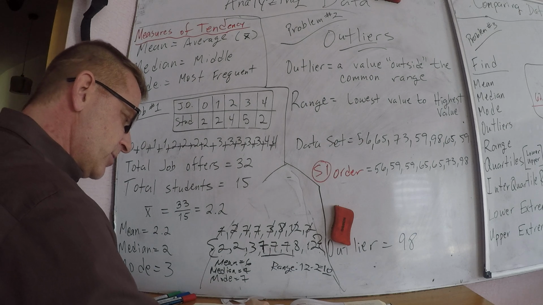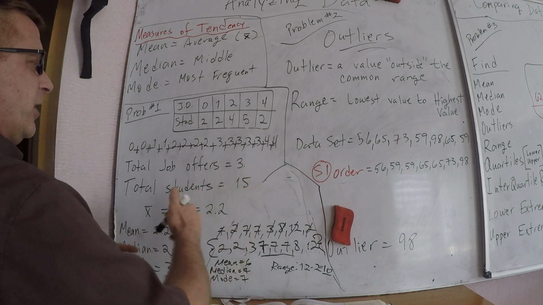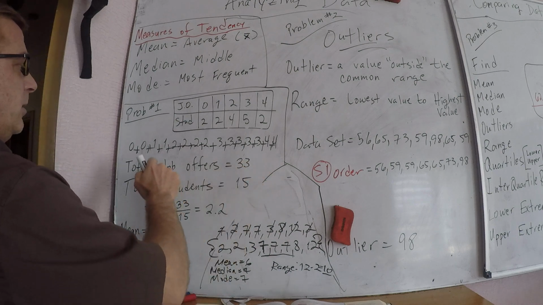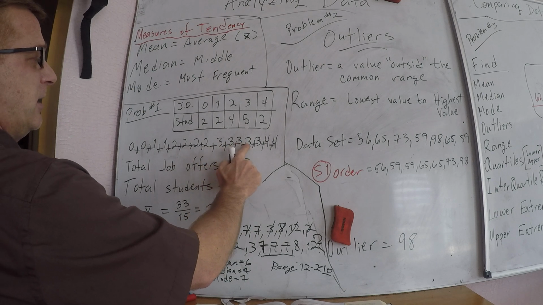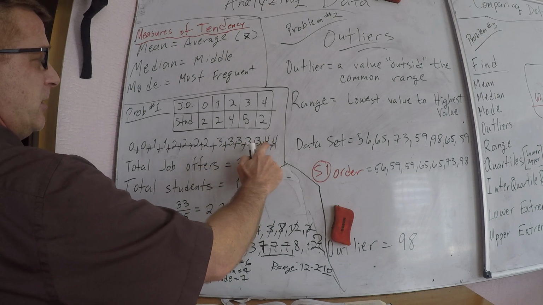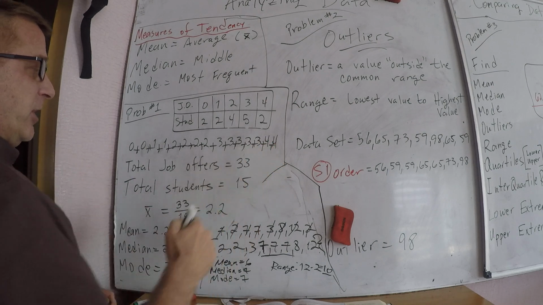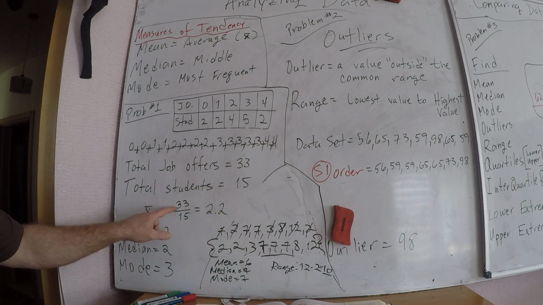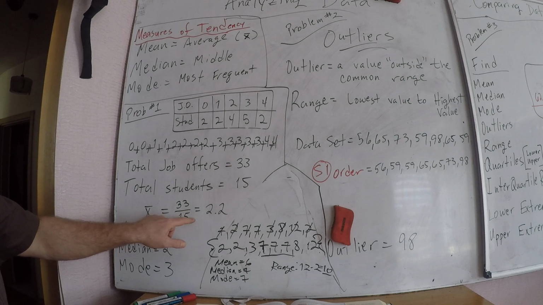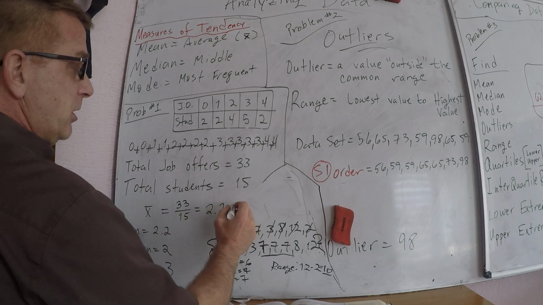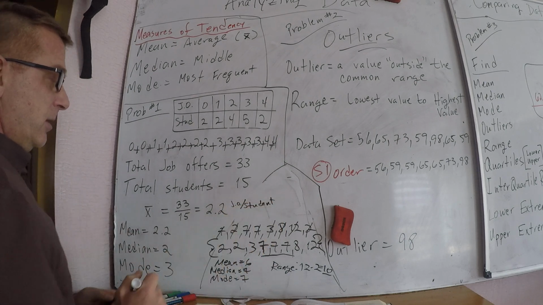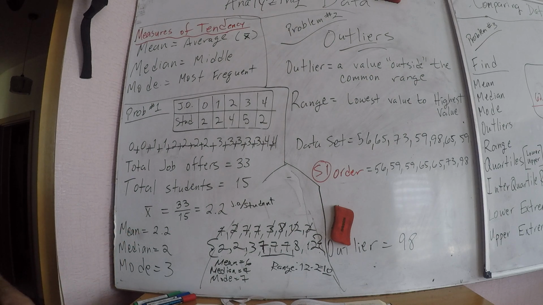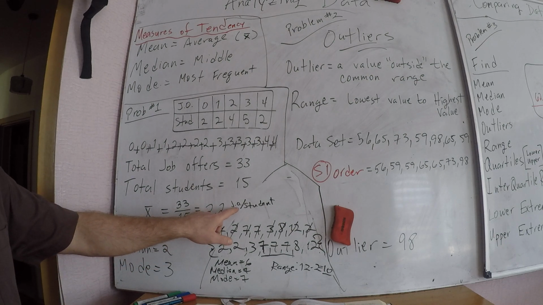Total job offers, 33, I'm sorry. 33? 1, 2, 4, 6, 8, 10, 13, 16, 19, 22, 25, 29, 33. Okay, 33. So 33 total job offers divided by how many students we have equals 2.2 job offers per student. Okay? That's the mean. So the mean is 2.2 job offers per student.